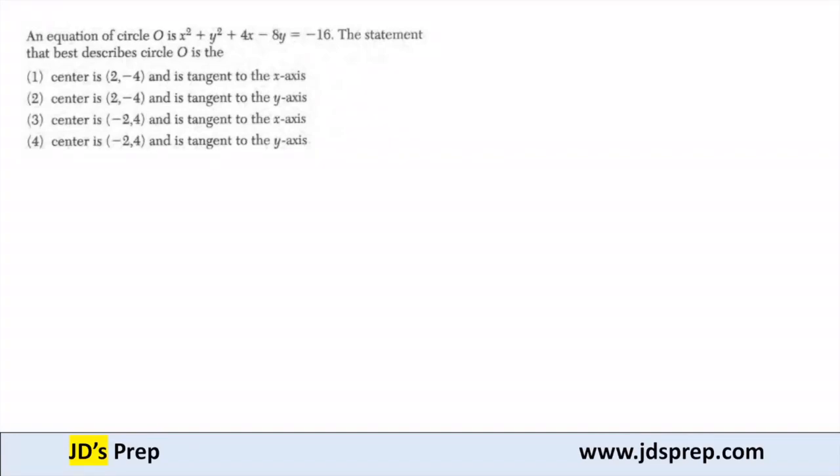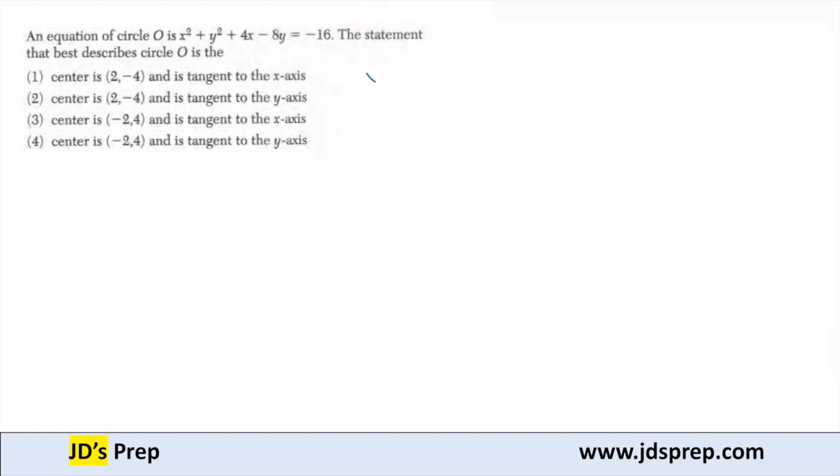In this example, the equation of a circle O is given by x squared plus y squared plus 4x minus 8y equals negative 16. The statement that best describes circle O is which of the following? So we need to take this circle, which is in general form, and get it in its standard form so that we can identify the center and the radius of the circle. Okay?